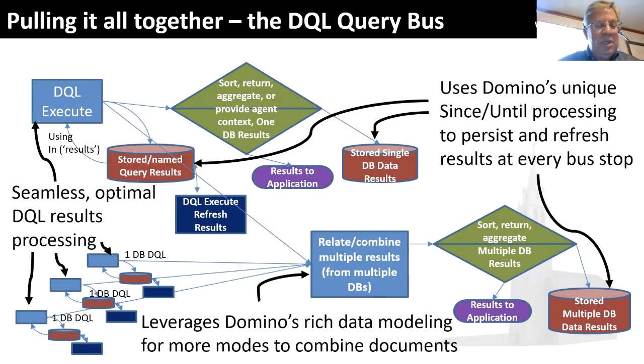The seamless optimal DQL results processing using the in clause is part of this discussion, and it uses our data modeling. So we're going to allow you to specify formula language components such as form fields or view columns, where you've written this awesome formula language, and make that part of what we sort, right? So make that part of what we produce here, and so you're able to take your document data and construe it any way that makes sense with the business. And that's part of this discussion.